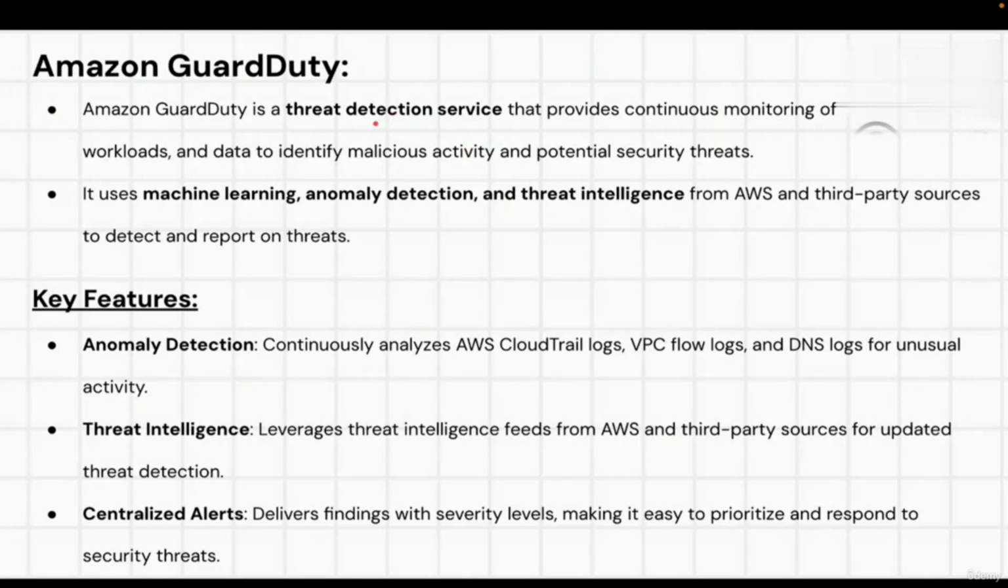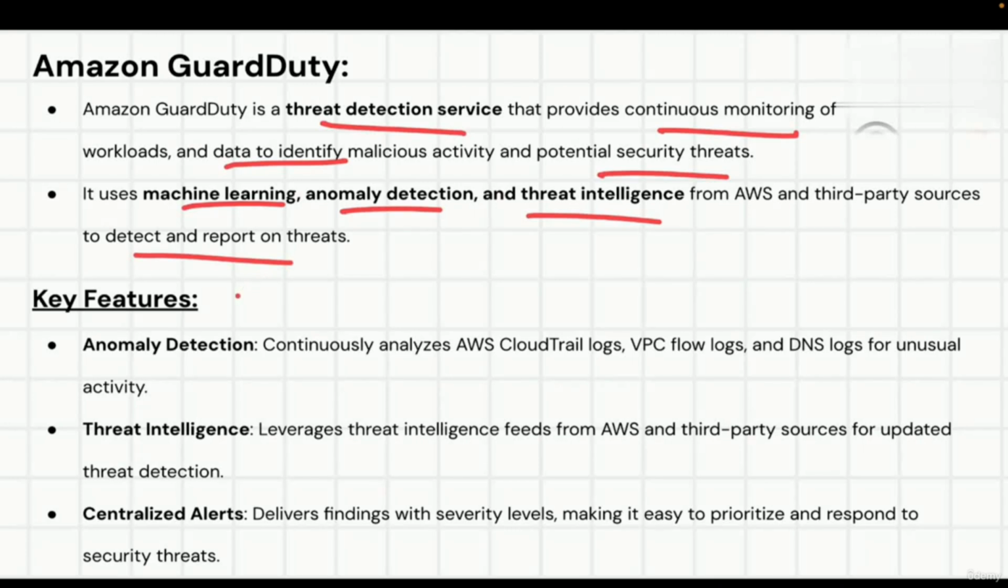So it is a threat detection service that provides continuous monitoring of AWS accounts, workloads, and data to identify malicious activity and potential security threats. Like you have been working, and based on that, the usual pattern is always drawn out. And if there is any unusual activity and a huge access of data, in that scenario GuardDuty is going to play a role. It's also a machine learning, anomaly detection, and intelligence tool using AWS and third-party sources to detect and report on threats. Its main key feature is anomaly detection.